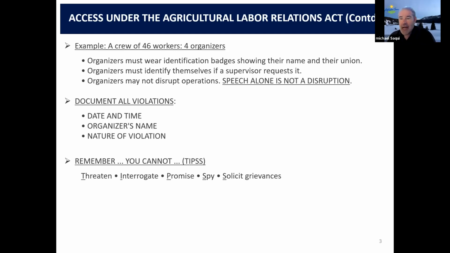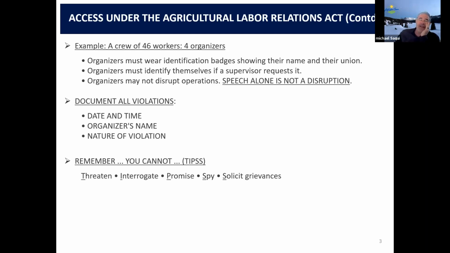Spying. Spying is figuring out who's attending meetings and why. That's why you hire us. That's why you hire our consultants. Those things are done legally by others. And then soliciting grievances, that's like a promise, right? Trying to figure out why it is the employees are talking to the union in the first place.